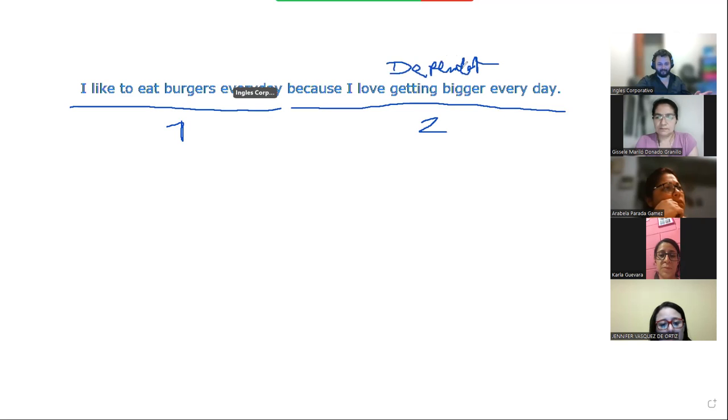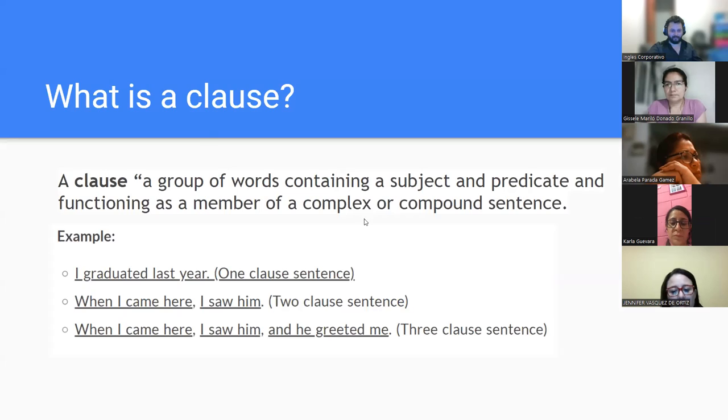It says dependent there, guys, okay? Excuse my handwriting. And this one right here is independent, okay? Very good, guys. Good job. So that's all we need to know about clauses, okay?